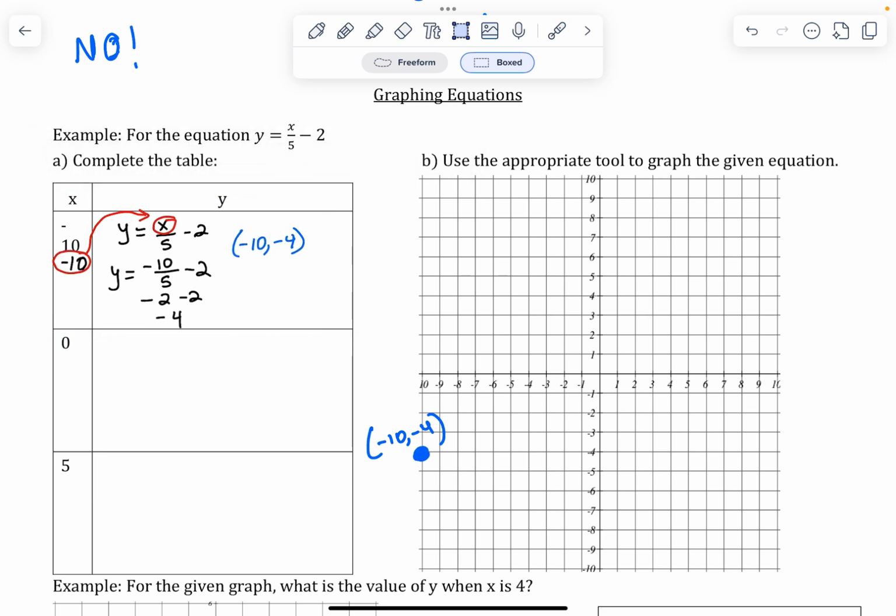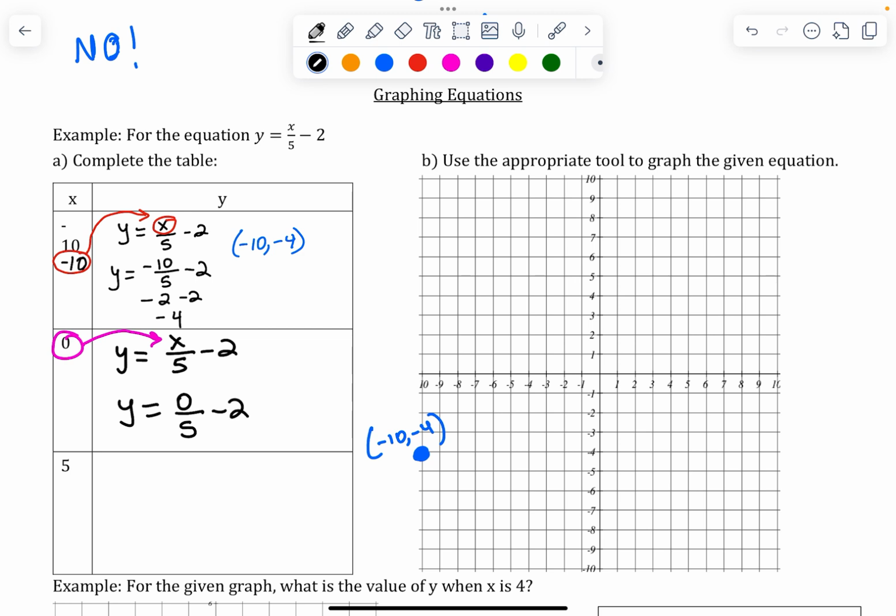All right, so now we're going to plug in x equals 0. So we've got y equals x over 5 minus 2. We're going to take that 0 and put it in for that x value. So we get y equals 0 over 5 minus 2, which gives us 0 minus 2, which is negative 2. So now we have the point 0, negative 2.